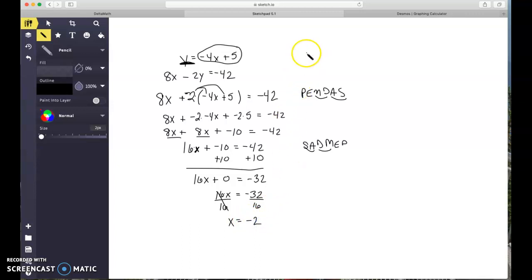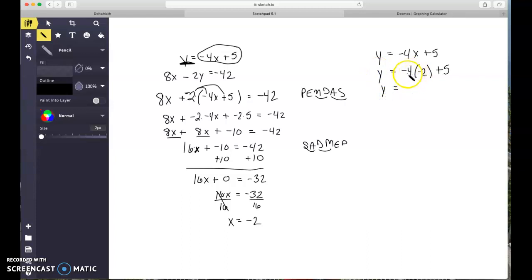But I'm not done because I know my solution to a system of equations is always written as a coordinate pair. So now that I know x equals -2, I can come back up here to this original equation, y equals -4x plus 5. I can take out that x, plug in a -2, and figure out what my y is, right? So let's see here.